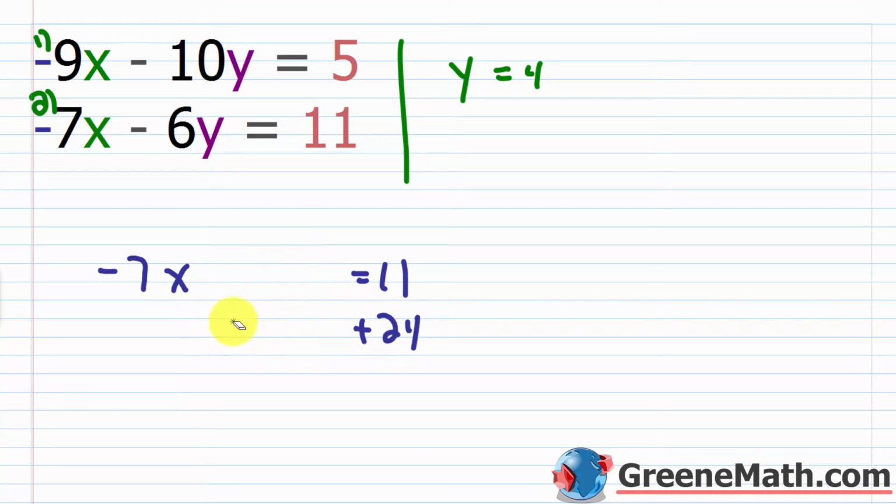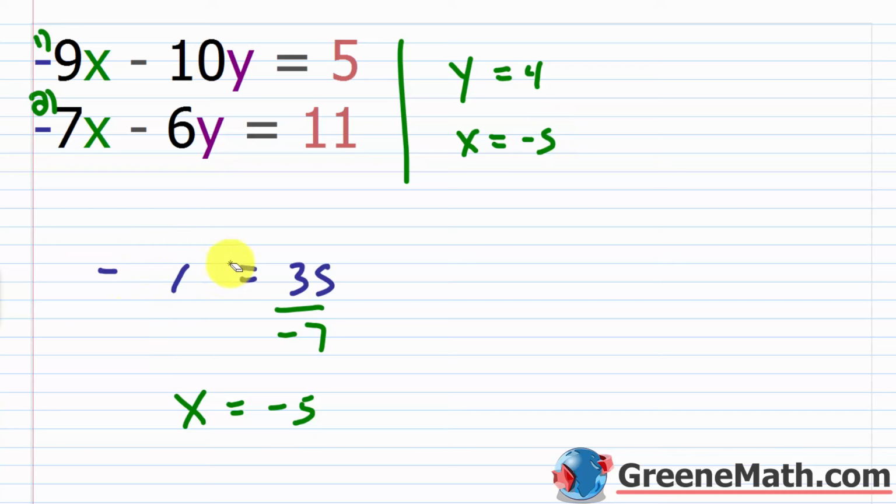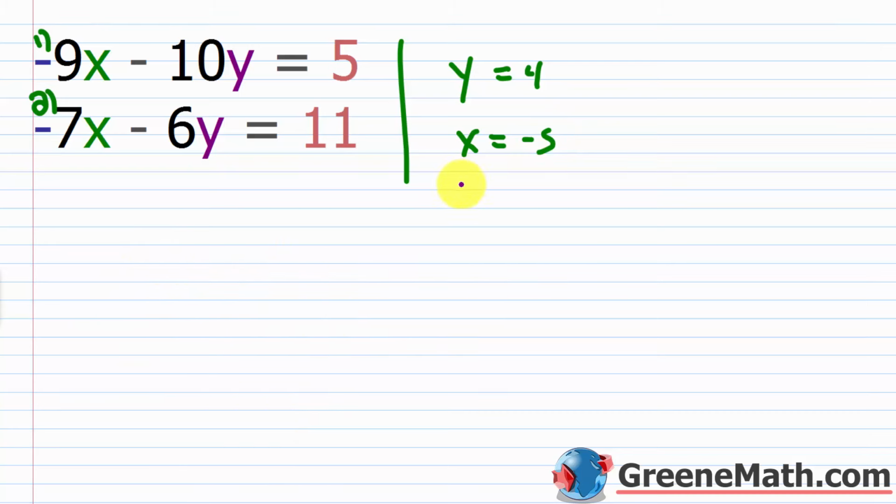So this is going to go away over here. 11 plus 24 is 35. So this would be equals 35. And then what I can do to finish this off is just divide both sides by negative 7. And I'll find that x is equal to negative 5. Okay, so x is equal to negative 5. Again, as an ordered pair, we could say this is negative 5, 4.